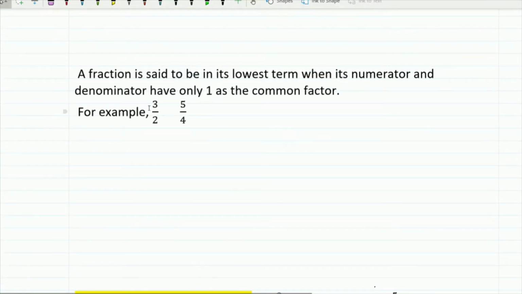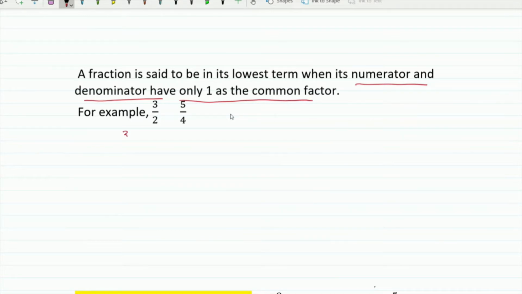Now we can go to how to identify whether a given fraction is in the lowest term or not. How can we find out whether the given fraction is in lowest term or not? A fraction is said to be in its lowest term when its numerator and denominator have only one as common factor. So this is the condition given.